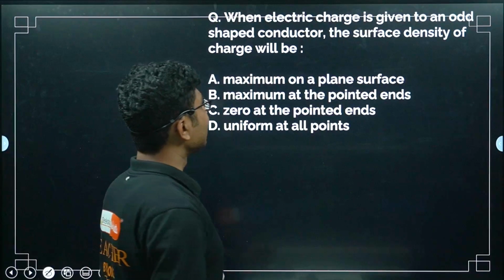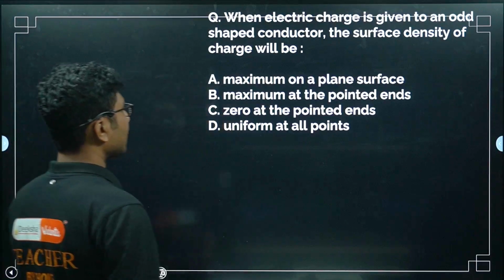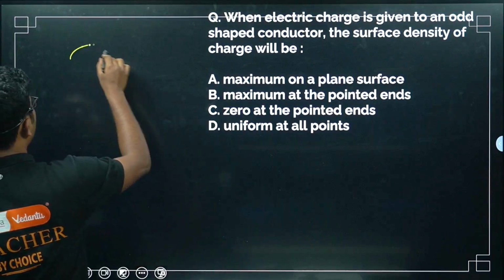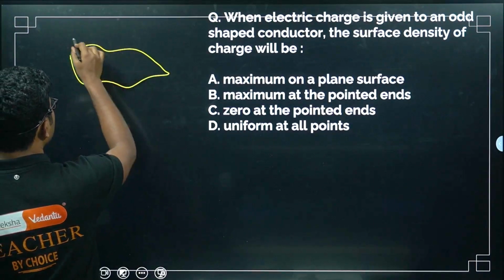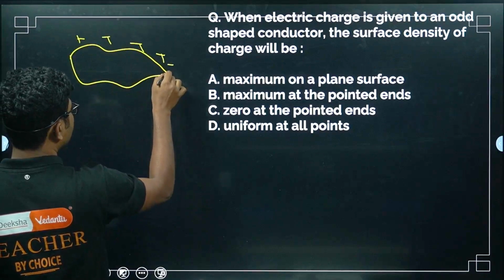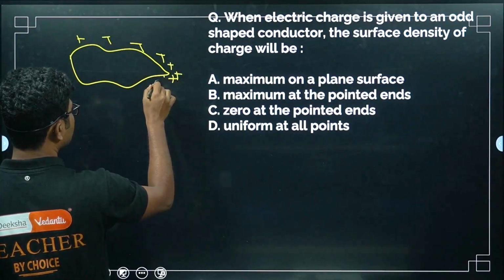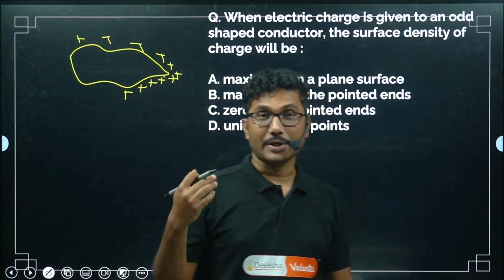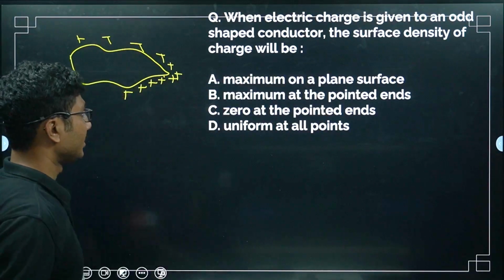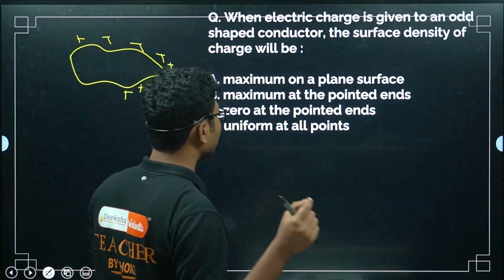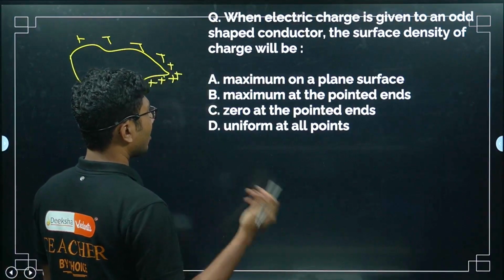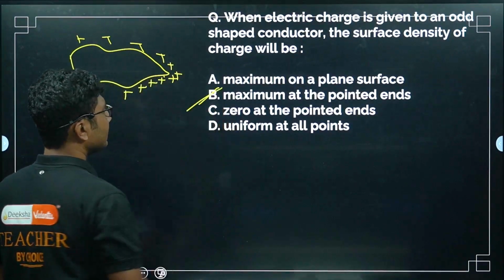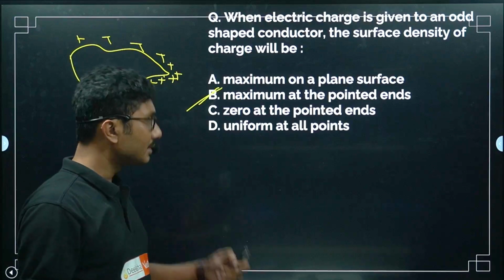When electric charge is given to an odd shaped conductor, the surface charge density will be... Now this is a concept based question. When charge is given to a conductor, charge density is more at the sharp edge. That is why we use a sharp edge for a lightning rod. The options: maximum at the plane surface, maximum at the pointed ends, zero at the pointed ends, uniform at all points.